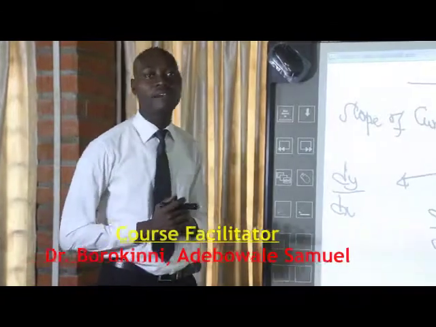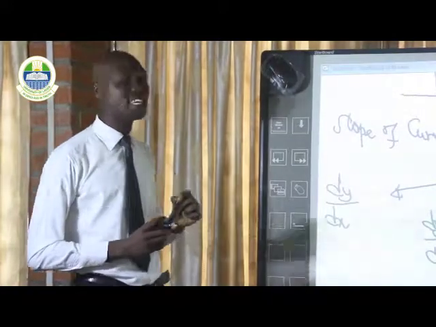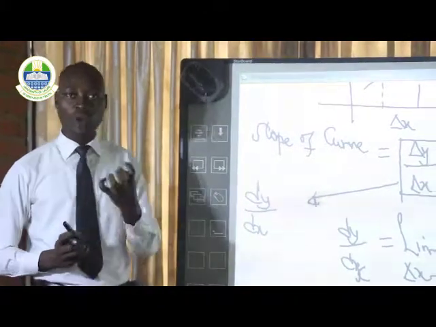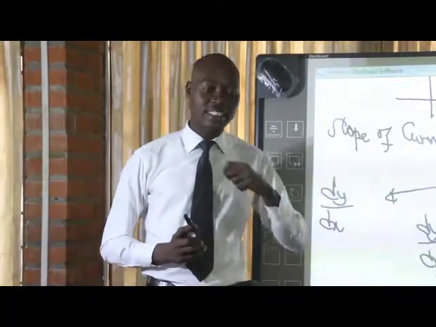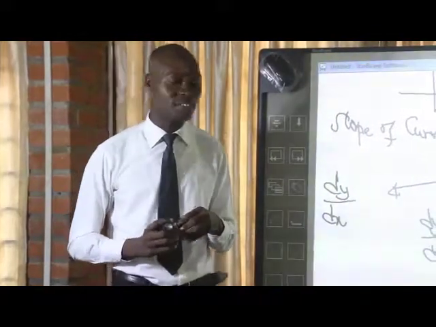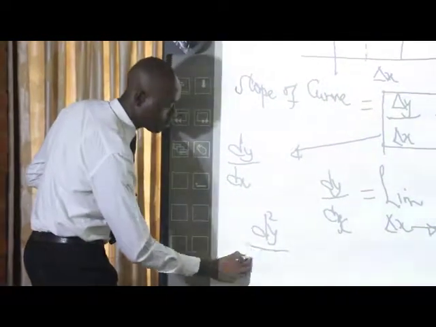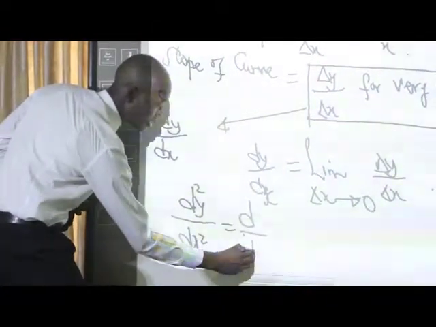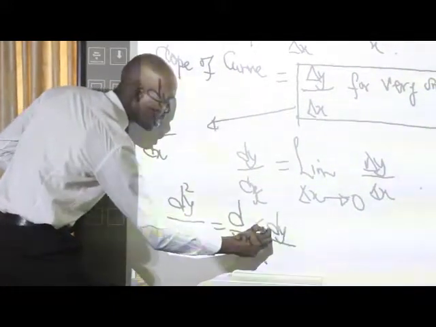We can also have higher order derivatives, meaning that if you have differentiated a function for the first time by obtaining dy/dx, you can differentiate what you have obtained before. You can still differentiate that dy/dx with respect to x to obtain what is called the second derivative. So the second derivative will be written as d squared y over dx squared, which will mean that you are differentiating dy/dx, that is d/dx of what you have obtained earlier, dy/dx.